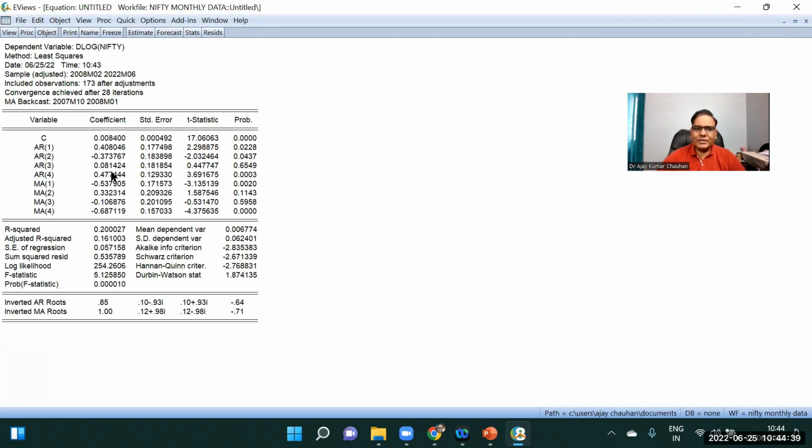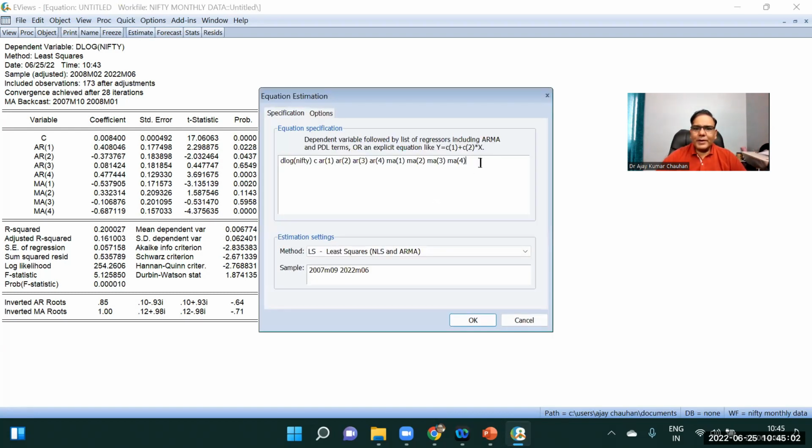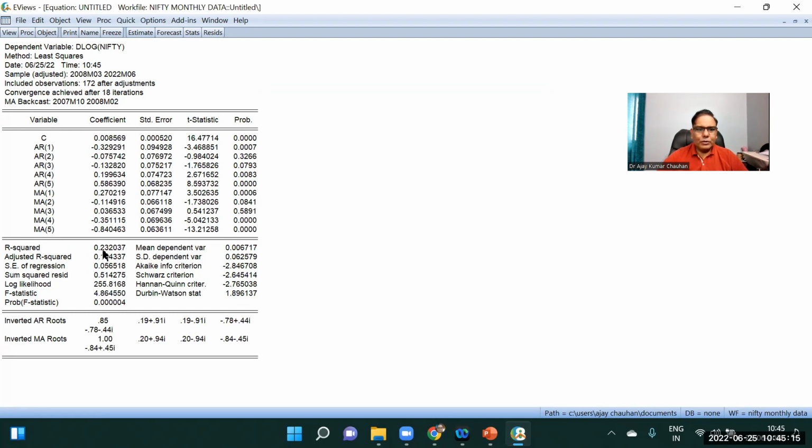So we can go to the forecast. After analyzing all these things, AIC is also the least, minus 2.883. It is negative, so if it increases in magnitude, it means it is decreasing on the negative side. So I will try one more thing: whether by adding AR5 and MA5, there is any significant change in AIC or R square or not. So it is 20 to 23%, but slightly it is coming down. Earlier it was 2.83, now it is 2.84. So a slight change is there.